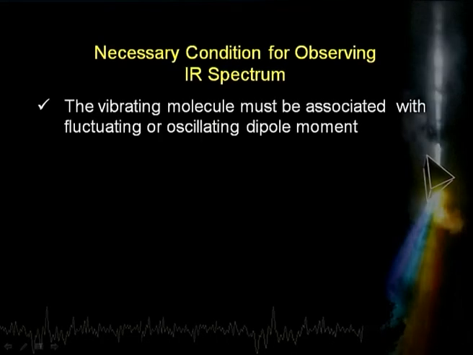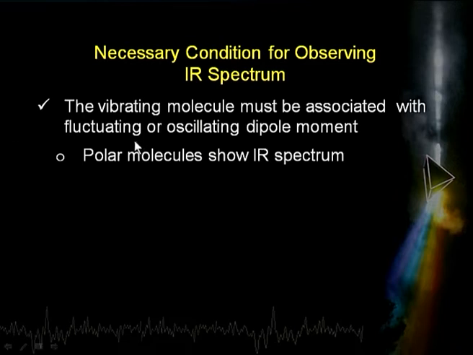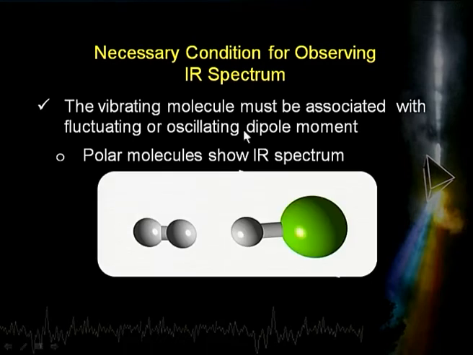The requirement is that the vibrating molecule must be associated with a fluctuating or oscillating dipole moment. That means, if a molecule is vibrating, in the course of vibration the dipole moment must change. If that is to happen, all polar molecules will show an IR spectrum, because a polar molecule has a dipole moment, and if it vibrates the dipole moment is bound to change, and they are going to show an IR spectrum.